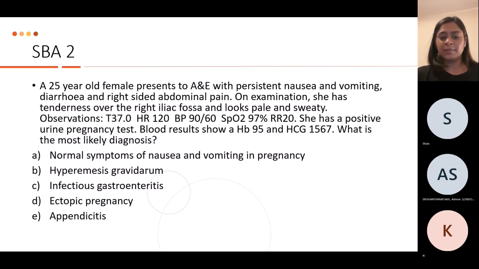So again, she's a 25-year-old female. She comes to A&E. She's got persistent nausea and vomiting. But this time she's also got diarrhea and right-sided abdominal pain. On examination, she's tender over the right iliac fossa. She looks pale and sweaty. Her observations show a temperature of 37. She's tachycardic at 120. Her blood pressure is 90/60, and her SpO2 and resps are normal. She has a positive urine pregnancy test. Blood results show a Hb of 95 and a HCG of 1567. What's the most likely diagnosis? Again, I'll give you about 30 seconds.